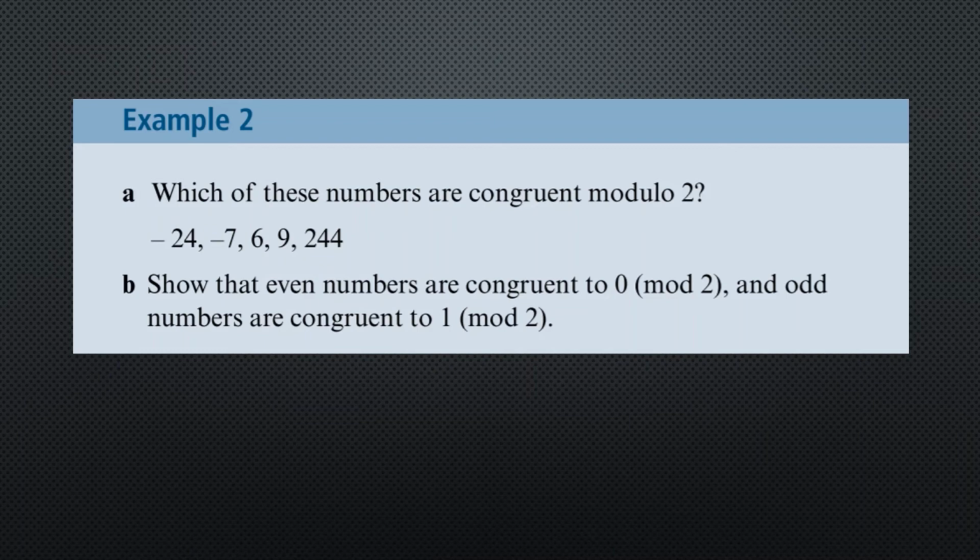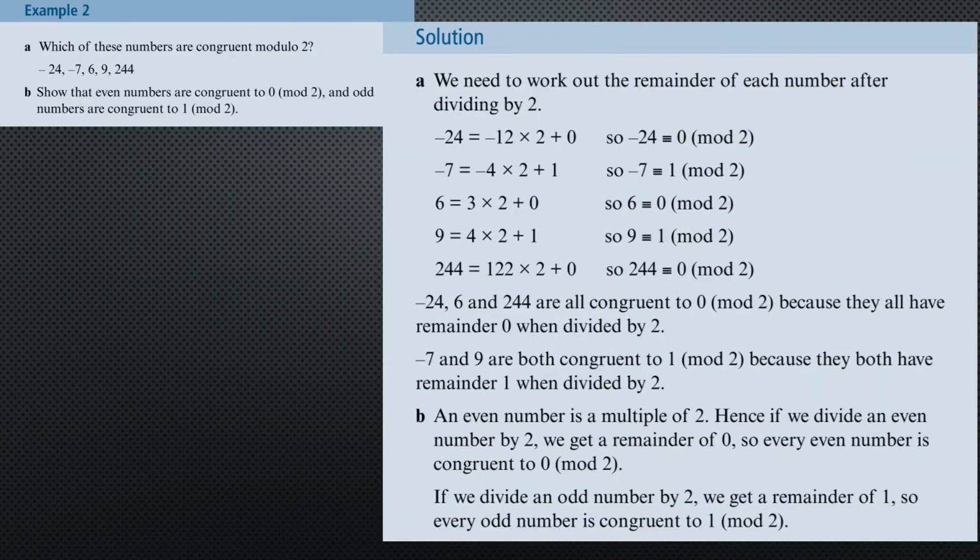For part A, we'll start by dividing each of those numbers by 2. Negative 24 is negative 12 lots of 2 plus 0. So negative 24 is congruent to 0 mod 2. Negative 7 is negative 4 times 2, which is negative 8, plus 1, bringing it back up to negative 7. So negative 7 is congruent to 1 mod 2.